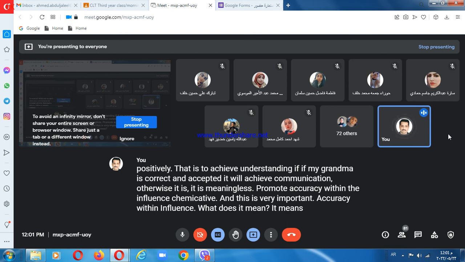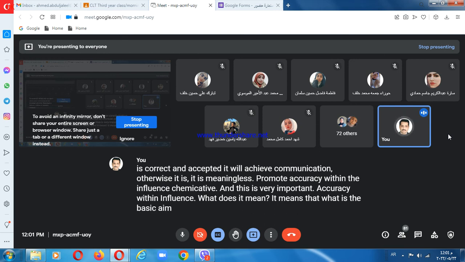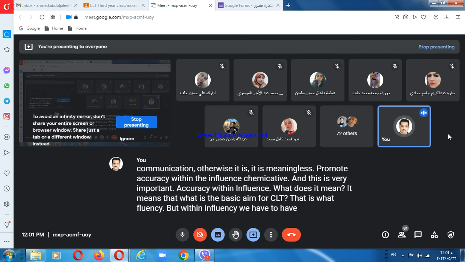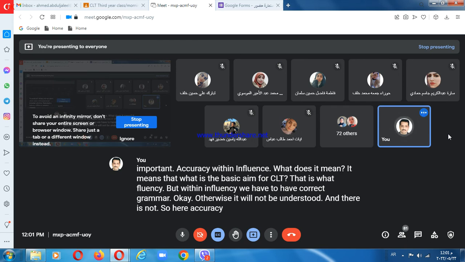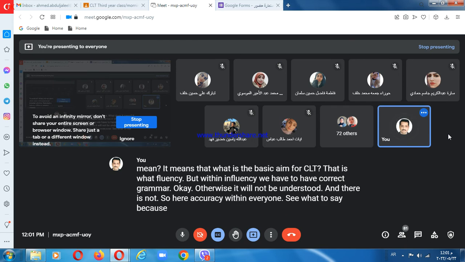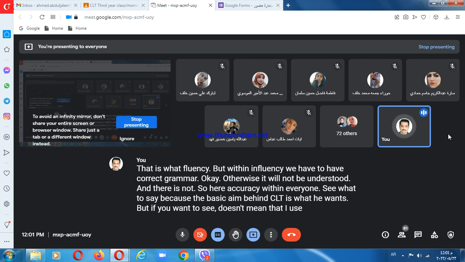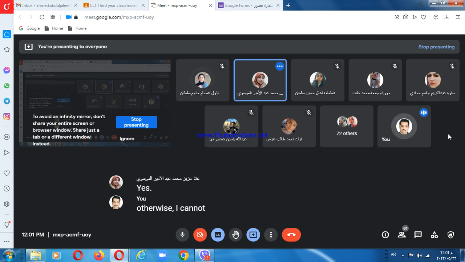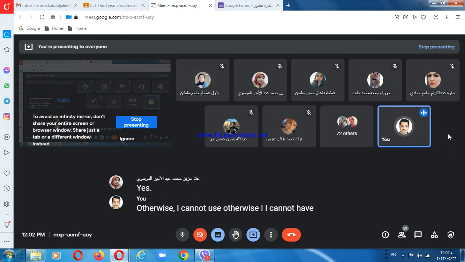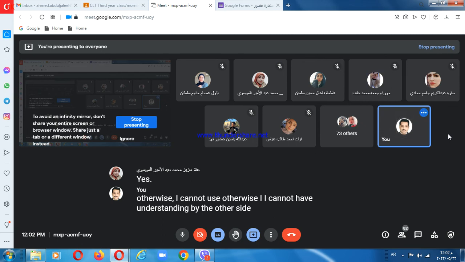What is the basic aim for CLT? Fluency. But within fluency, we have to have correct grammar, otherwise it will not be understood, and it has to make sense. So here, accuracy within fluency. Why do we say this? Because the basic aim behind CLT is to achieve fluency. But fluency doesn't mean that I use corrupt or incorrect language. Otherwise I cannot have understanding by the other side, and we don't have communication.